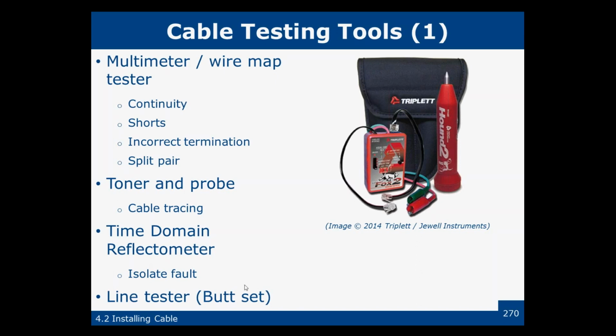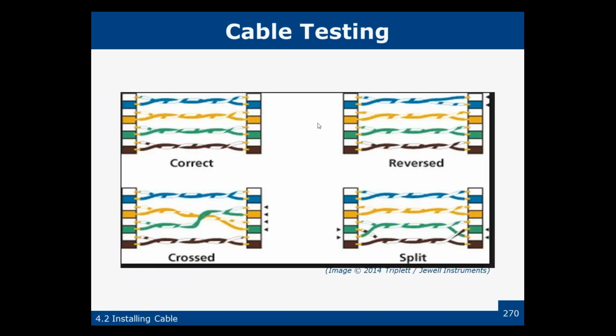A line tester, a butt set, something that a lineman uses to test the phone lines themselves. This is the cable testing, and these are not the order that you would go to make an RJ45, obviously, but this gives you an idea of what each of the faults are. The correct, all the pairs go pair to pair, the solid blue to solid blue, blue and white to blue and white, and on down.